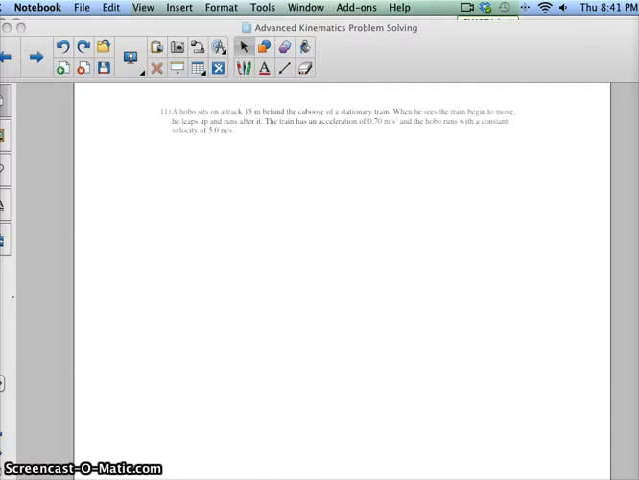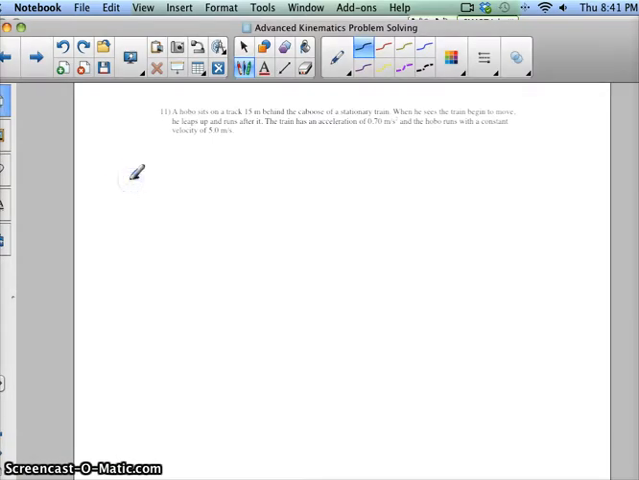All right, so let's just model their motion real quick. Hobo, pretty simple motion. He just moves at a constant velocity of 5 meters per second. So there's the hobo's motion.